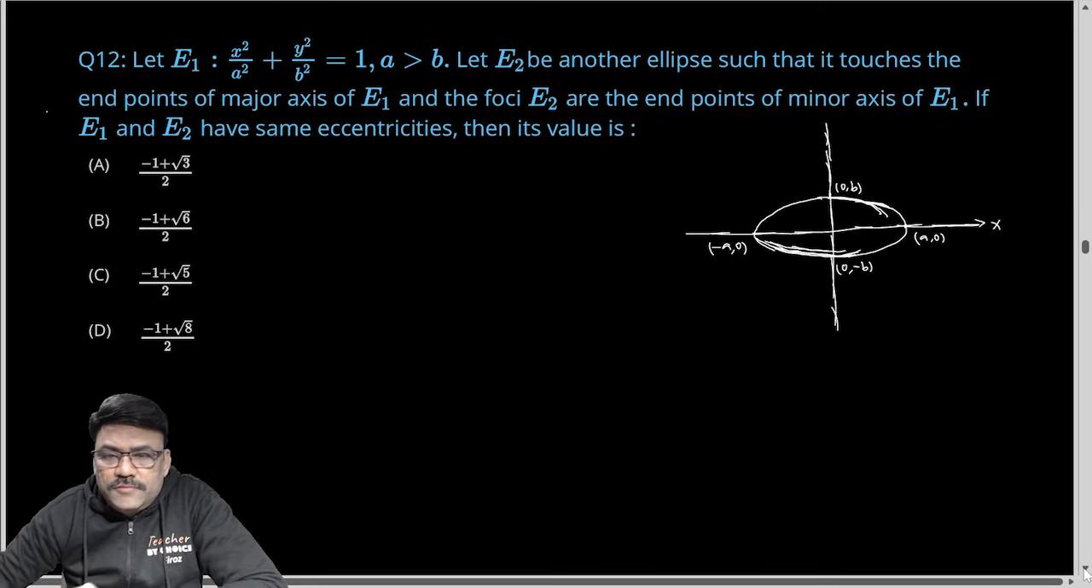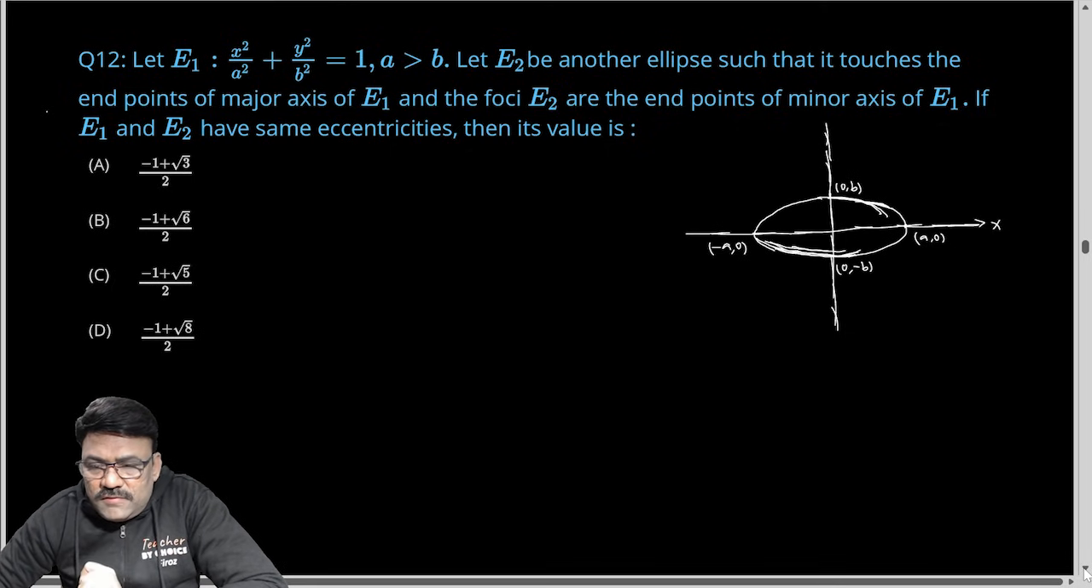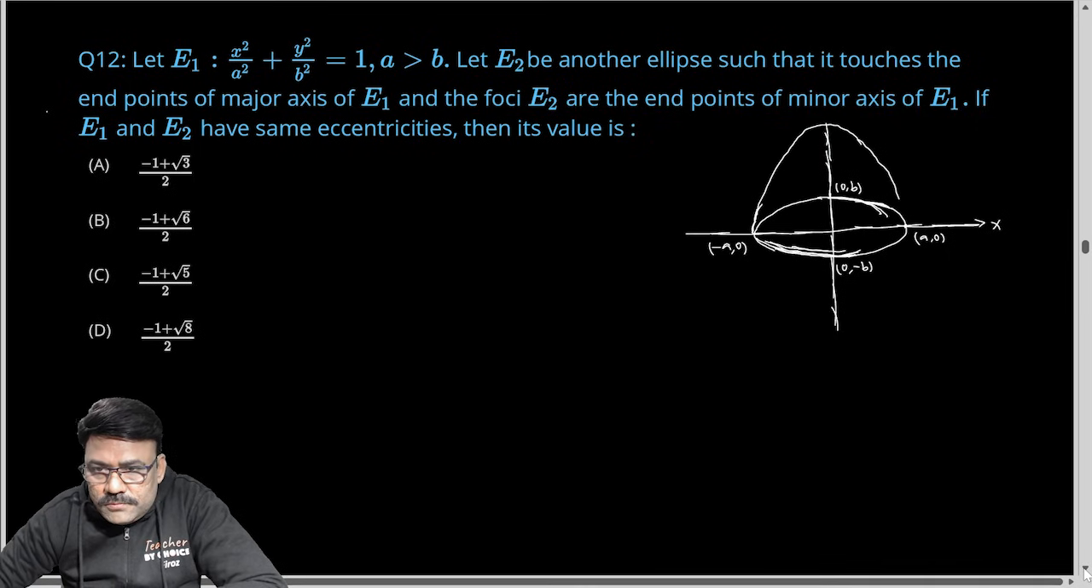Now you have another ellipse which touches this given ellipse at a comma 0 and minus a comma 0, and 0 comma b and 0 comma minus b are the foci of the second ellipse. So obviously your second ellipse will be a vertical ellipse, something like this. It will go up like this, then come down. So this is the second ellipse, let's say.